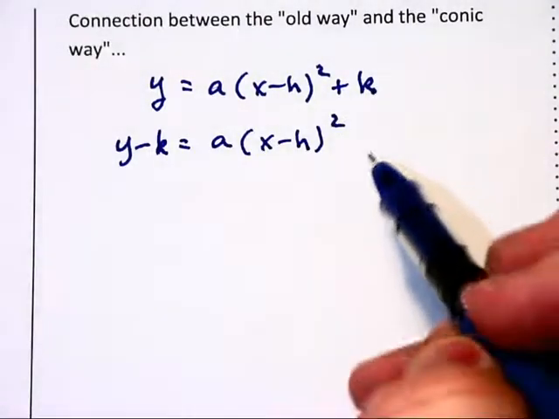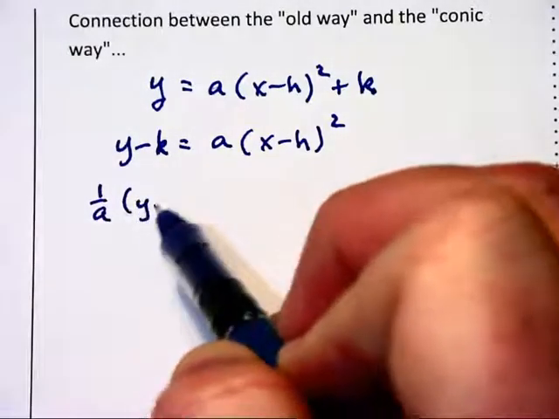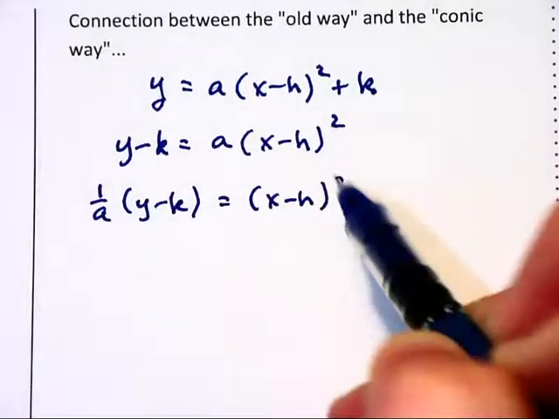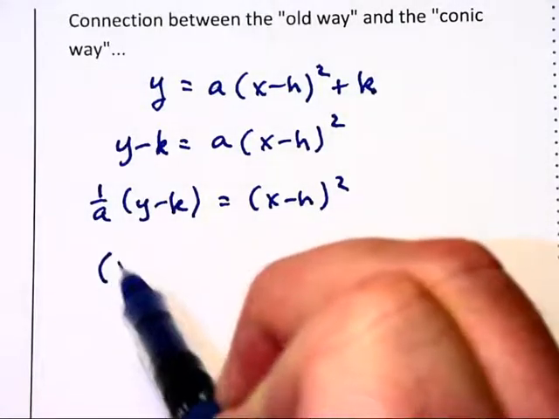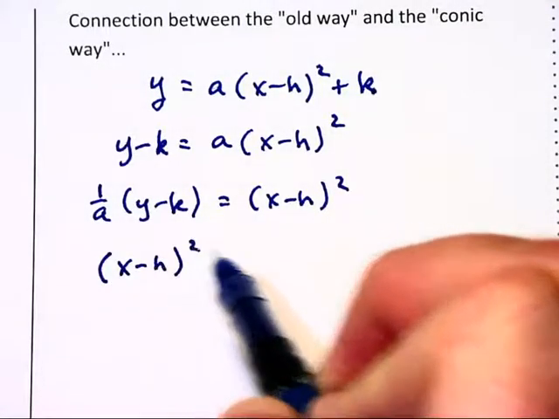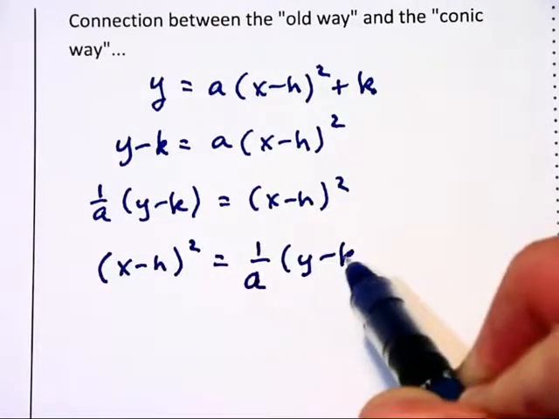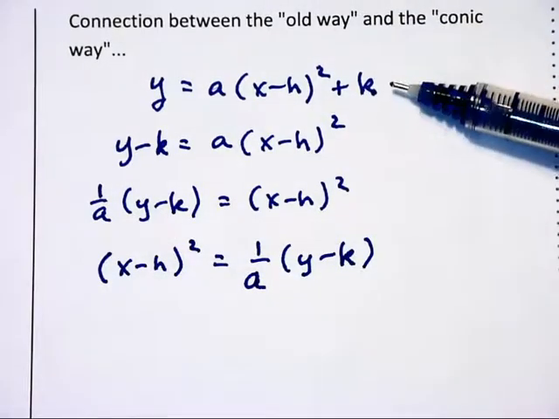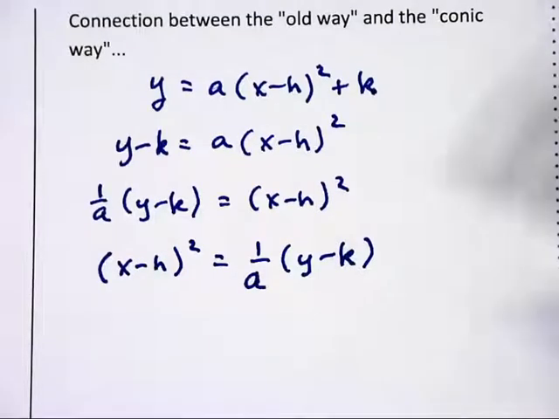And then dividing through by a, we will have 1 over a times (y minus k) is equal to (x minus h) squared. And if you don't mind, I'm going to rearrange this just a little bit and write it as (x minus h) squared on the left is equal to 1 over a times (y minus k). Okay, that is the old way kind of rearranged to look like the new way.